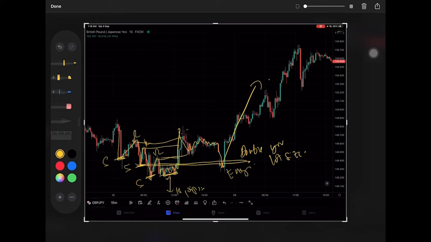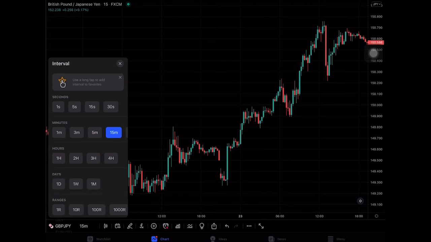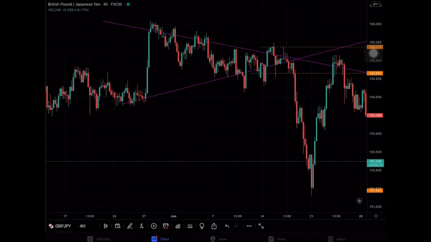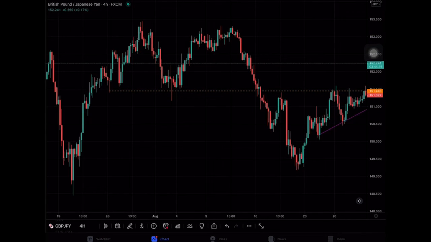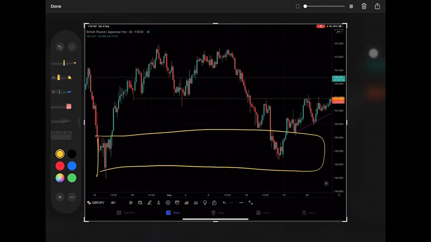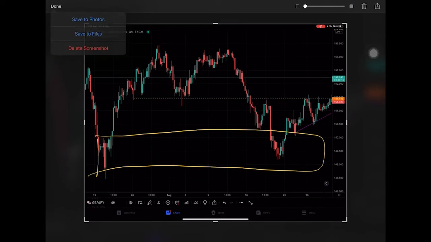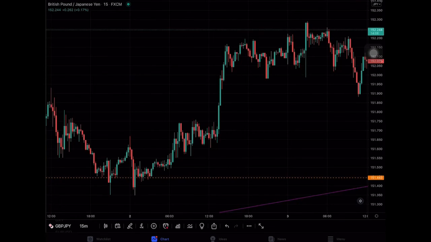You may entry by double up your lot size, as long as our rules. What is our rules? First of all, you look at H4. This is a support zone. This is a support zone. From H4 you zoom in into M15 or M5.